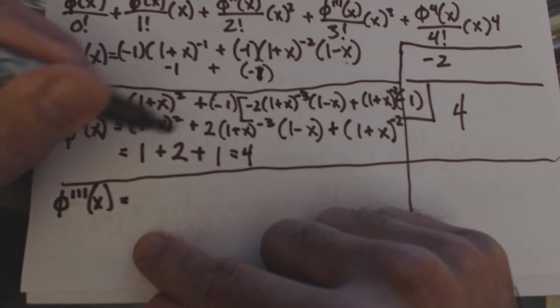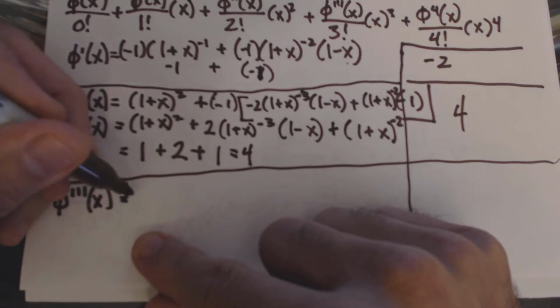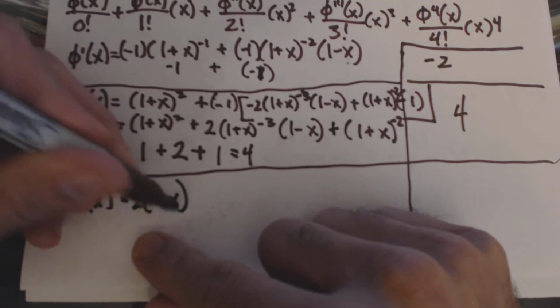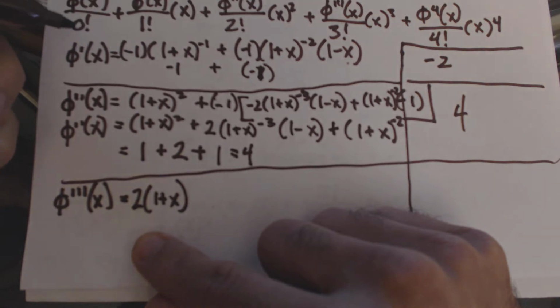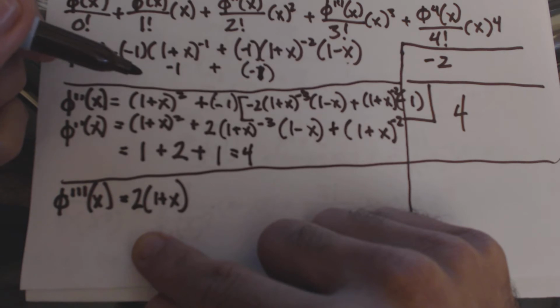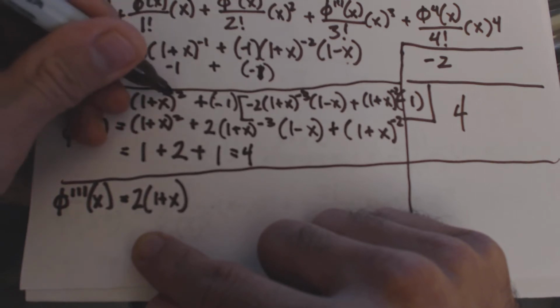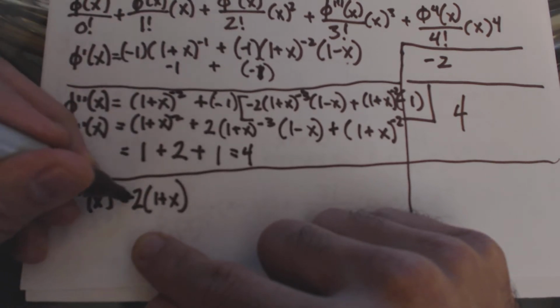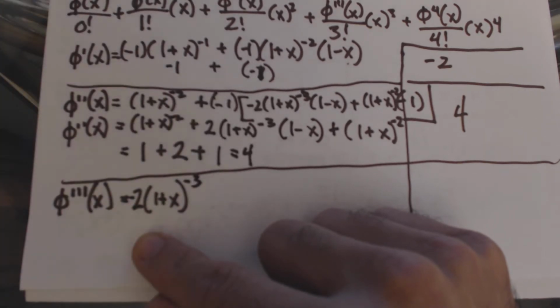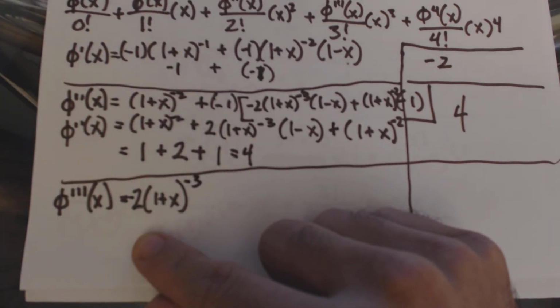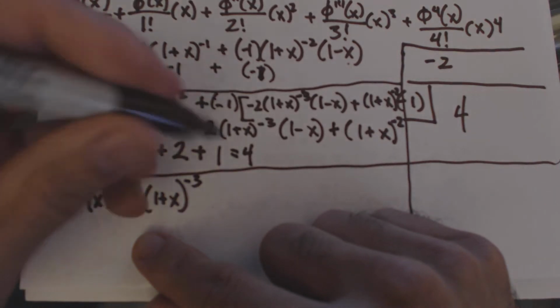Alright, let's take the derivative of this term here first, which is 2 times 1 plus x, and that's it. Did I do something wrong here? Let me see. Negative 1. This should be to negative 2 power. Okay, so this is negative 2 raised to the negative 3 power. Okay, that's where I went wrong. Okay, so this is that.